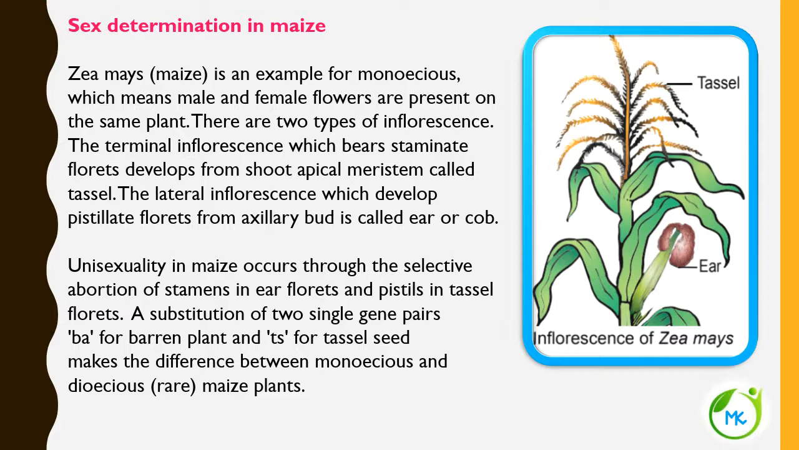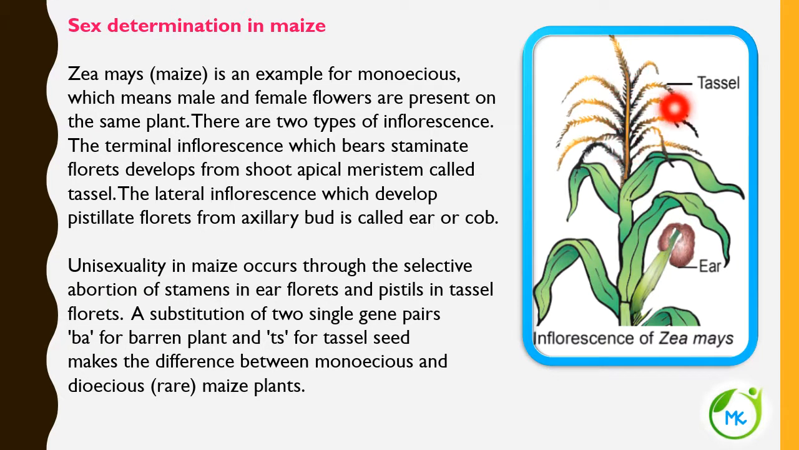Next we will see about sex determination in the case of maize. The binomial name for maize is Zea mays. It is an example of a monoecious plant, that is, the male flower and the female flower are present on the same plant. Under it, we can observe 2 types of inflorescence.